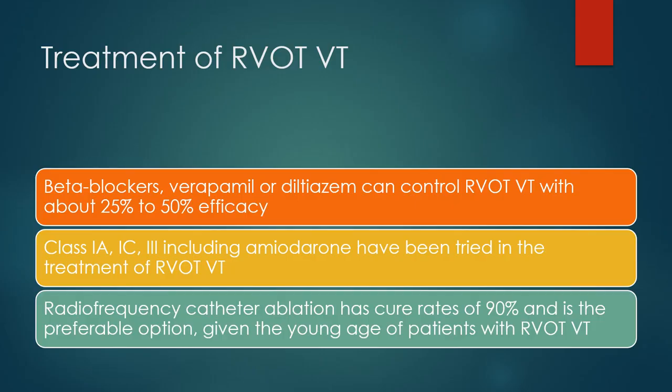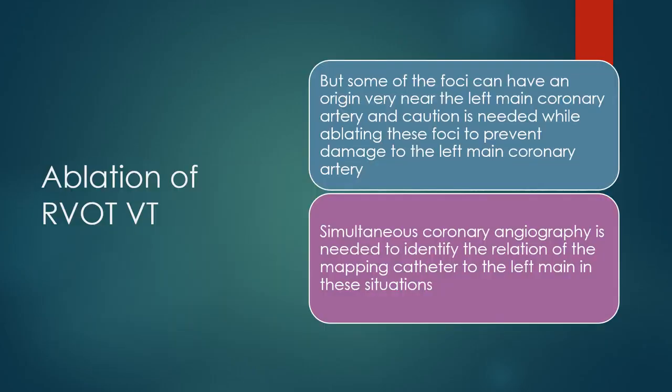Radiofrequency catheter ablation has cure rates of 90% and is the preferable option given the young age of patients with RVOT-VT. But some of the foci can have an origin very near the left main coronary artery, and caution is needed while ablating these foci to prevent damage to the left main coronary artery. Simultaneous coronary angiography is needed to identify the relation of the mapping catheter to the left main in these situations.